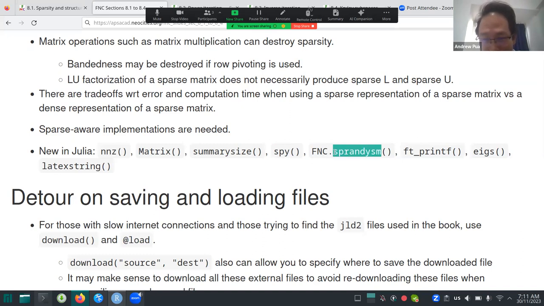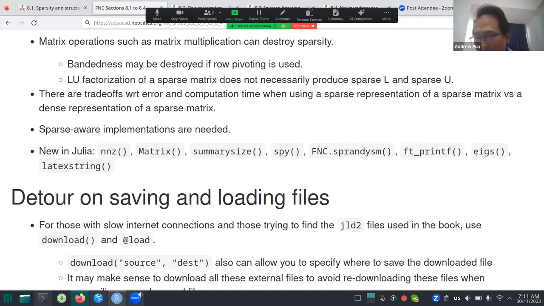So for this one, this is about forming a random matrix with specified eigenvalues, if I'm not mistaken. Yeah. This is used in just an example, but not really used as thoroughly throughout the chapter. And then there's a formatting command that involves printf. I think this should be reminiscent of C kind of stuff. Okay.